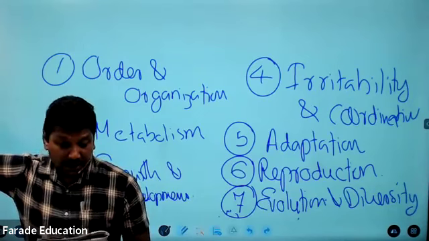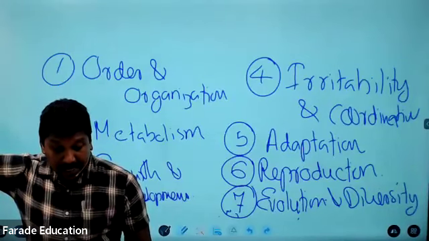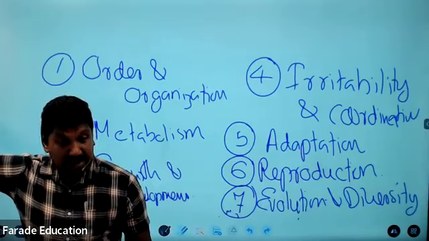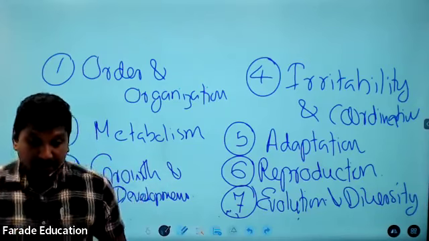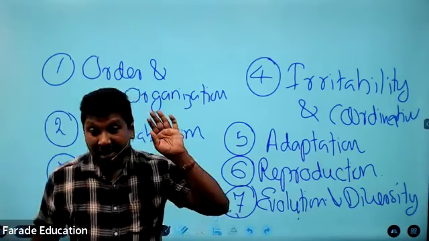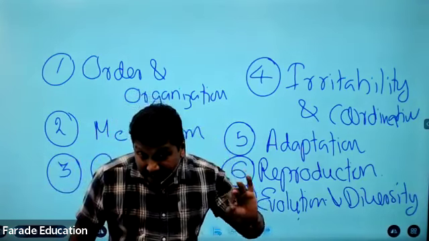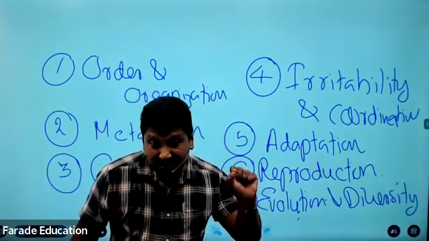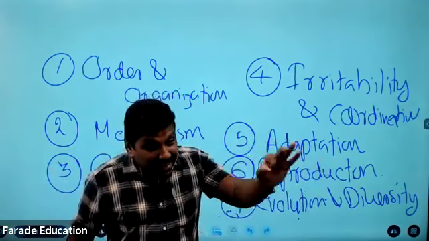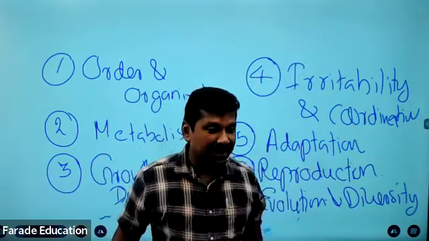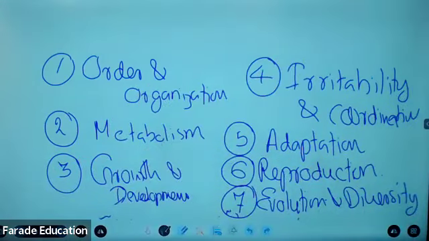Number three, growth and development. All organisms begin their life as a single cell and they become developed and grown. Growth means, tell me, what is growth? Irreversible. Use the word irreversible. Otherwise, hitting somebody also is growth. Irreversible increase of dry weight.